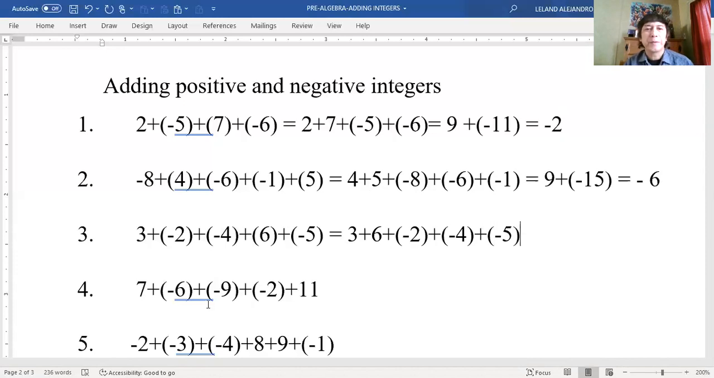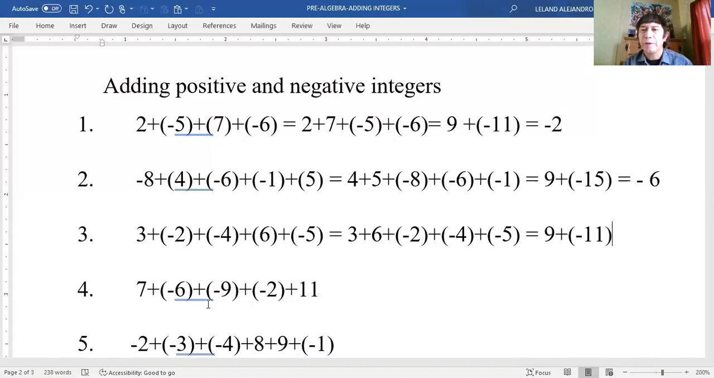there. So we're going to combine the positives. That should be 3 plus 6. That should be equal to a positive 9. And then we add the sum of the negatives. All right, we have 2, 4, and 5. That should be about negative 11. So 9 plus negative 11.